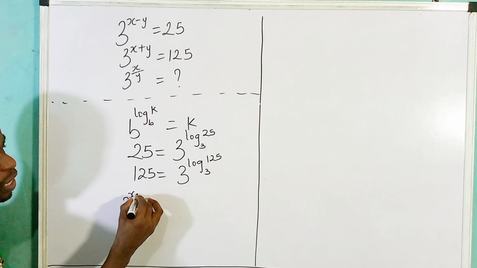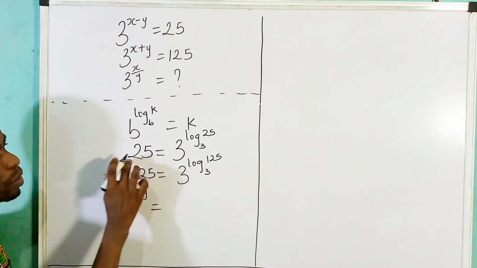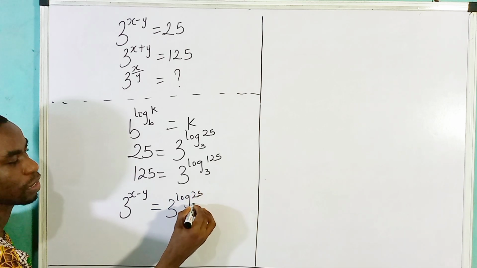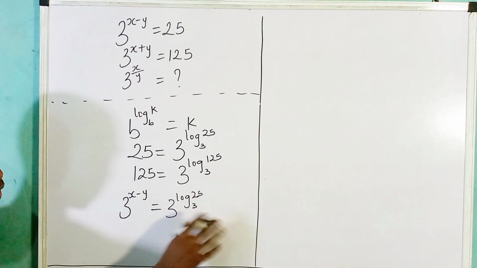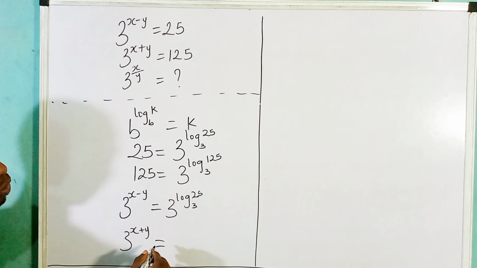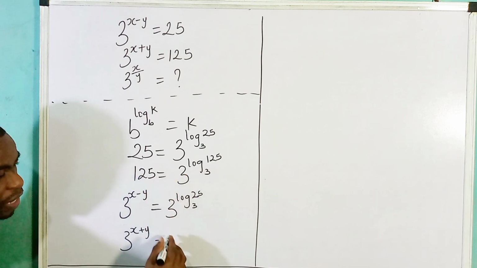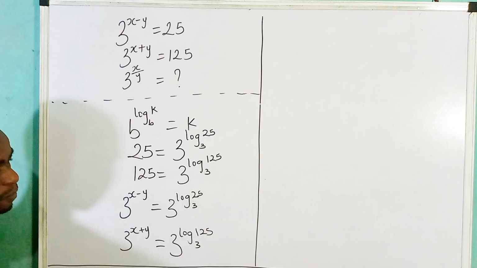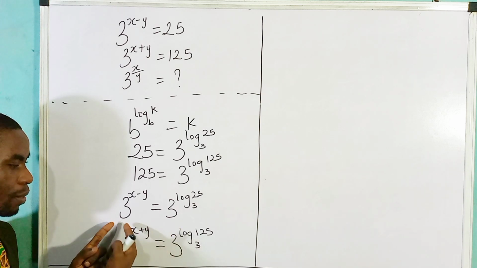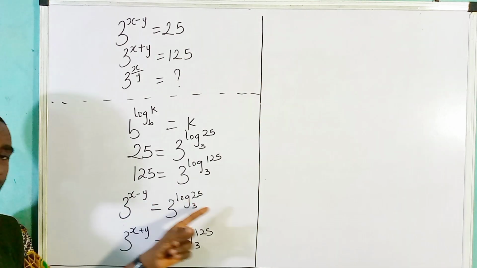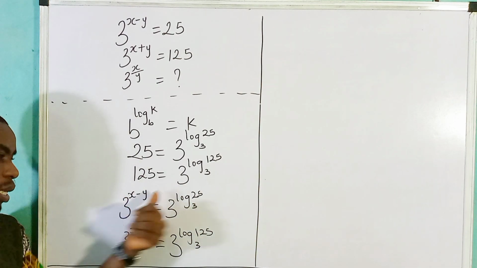So we have 3 to the power of x minus y, and now instead of 25, I can write 3 to the power of log 25 base 3. And then we have the other one, 3 to the power of x plus y equals 125, which is 3 to the power of log 125 base 3. Since we have the same base, which is 3, we can equate the power, the index, by the laws of indices.